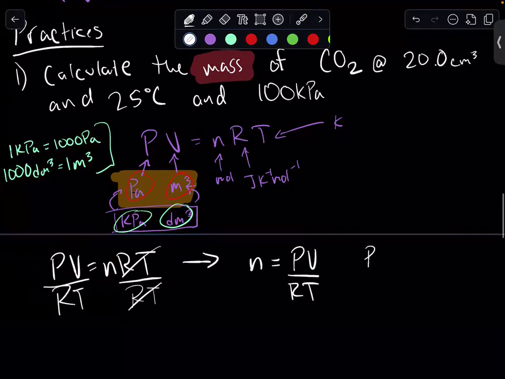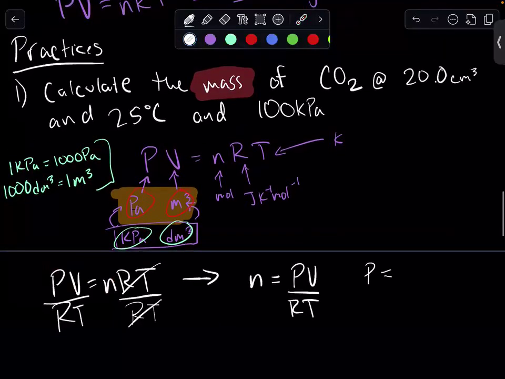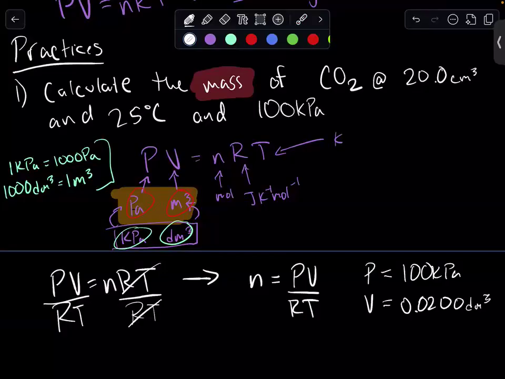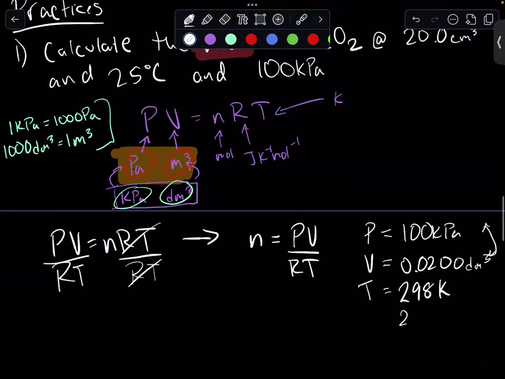Furthermore, let's take our pressure. Our pressure is in the correct units, 100 kilopascals. But like I said, therefore our volume must be in decimeters cubed. So 20 becomes 0.0200 decimeters cubed. So these units will work with each other. Our temperature is at 25 degrees Celsius, so we'll change that to 298 Kelvin. That's just 25 plus 273, the conversion that we use.